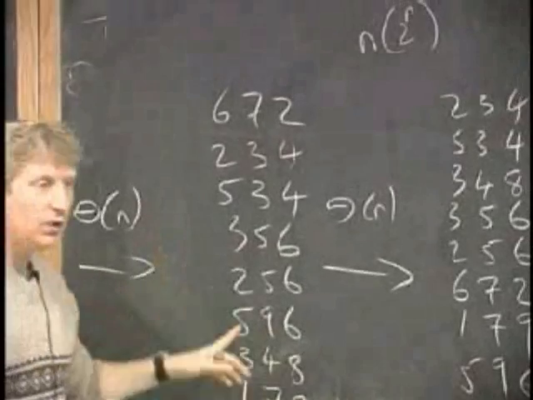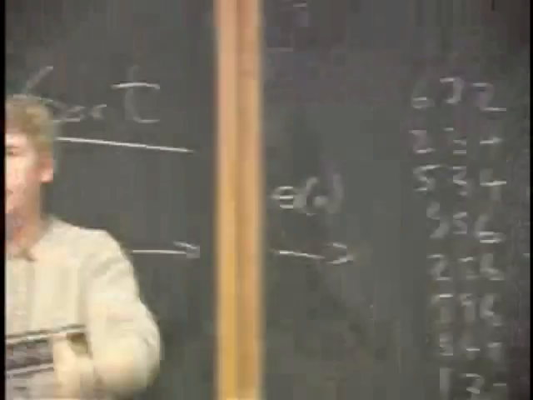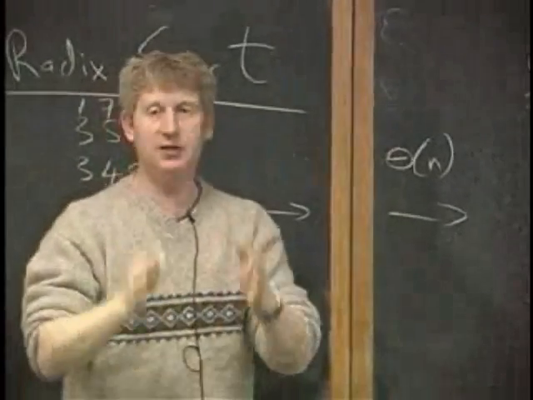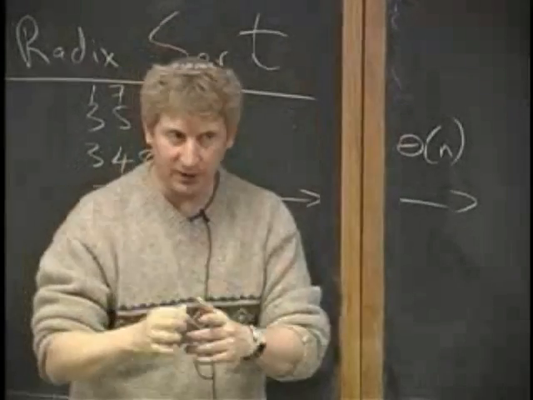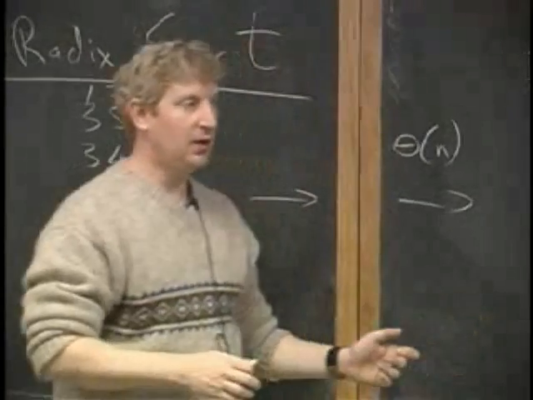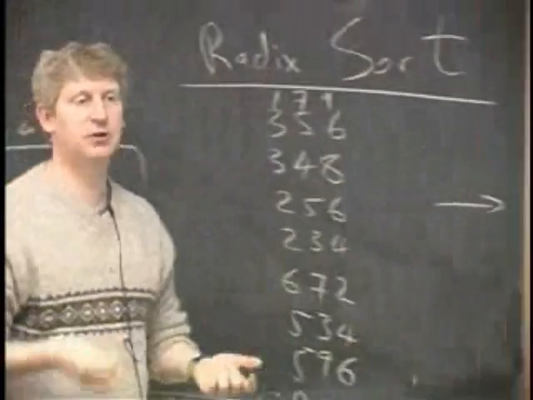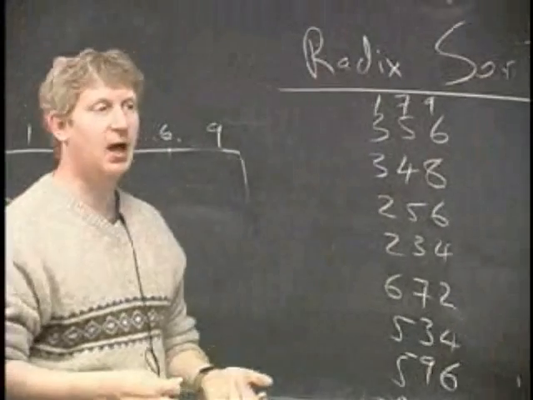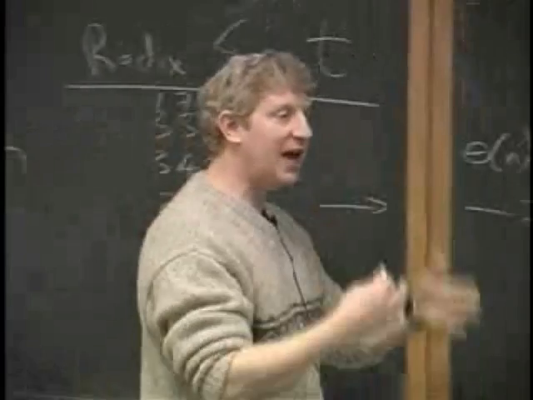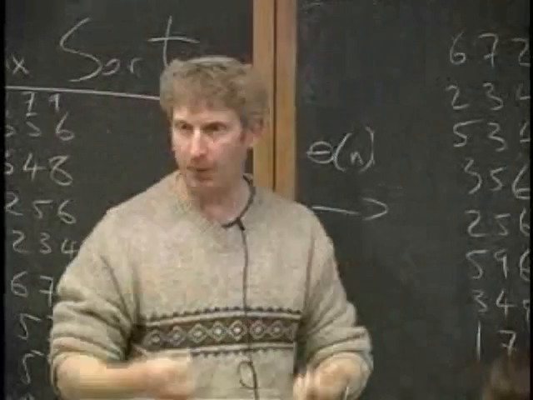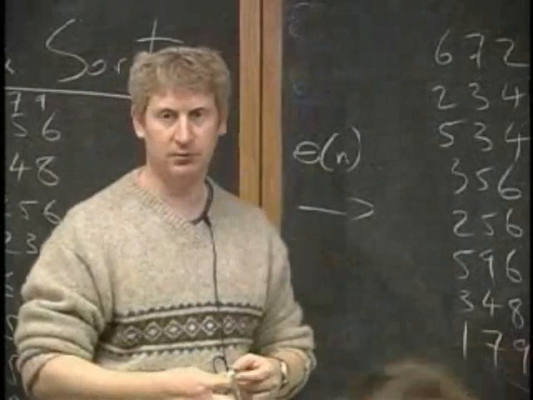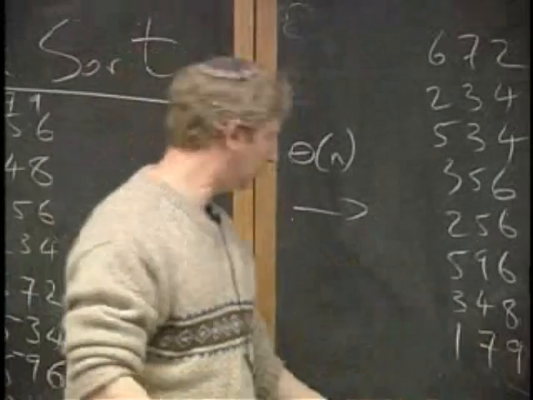So radix sort is only worthwhile when the number of digits in your number is constant relative to the number of numbers you have. It's a similar kind of constraint to counting sort and bucket sort. Basically, a restriction on the size of the number with respect to the number of numbers that you have. Okay, questions about this?